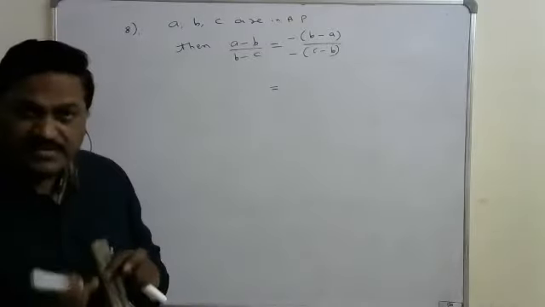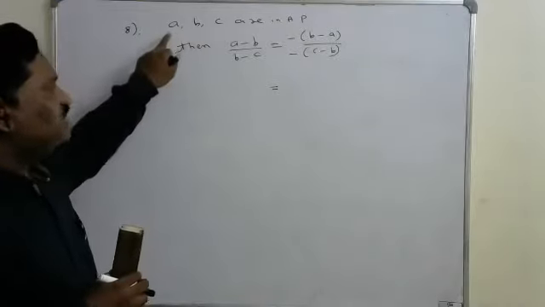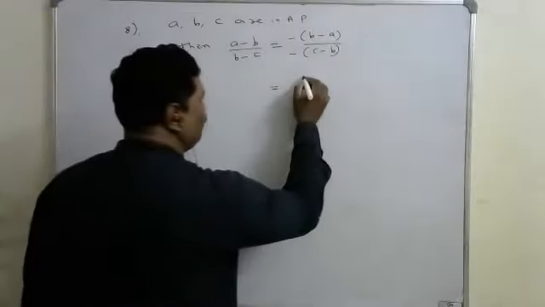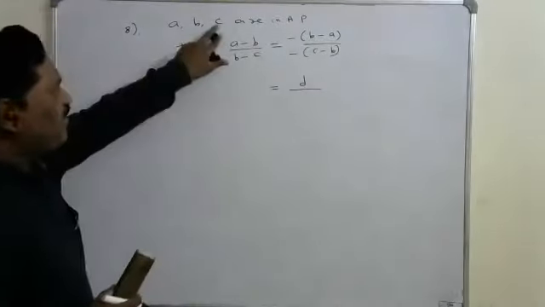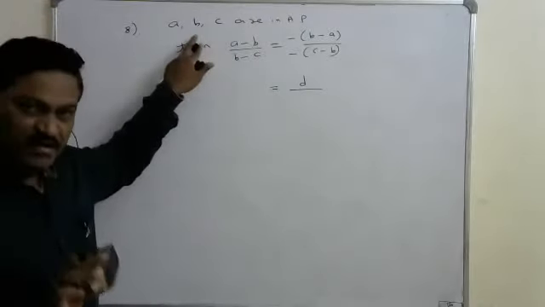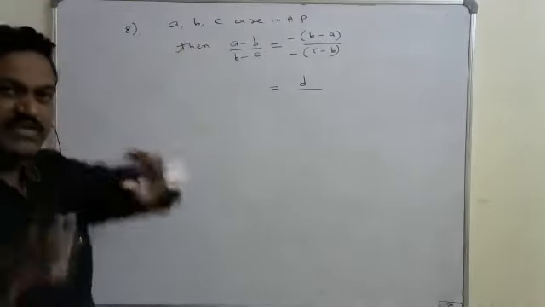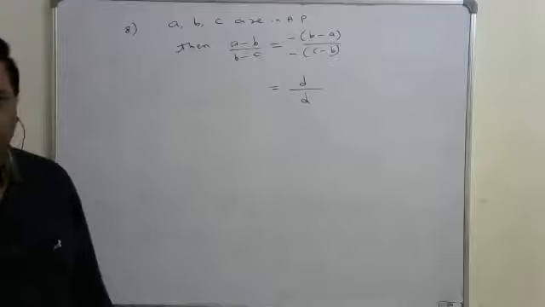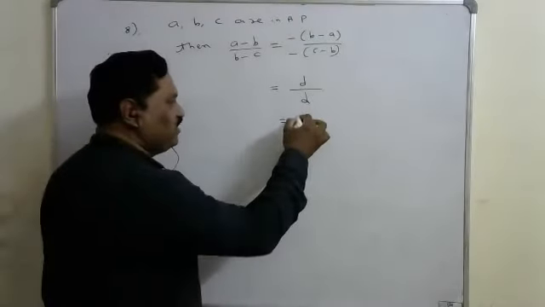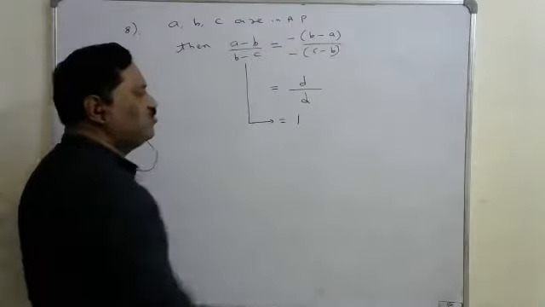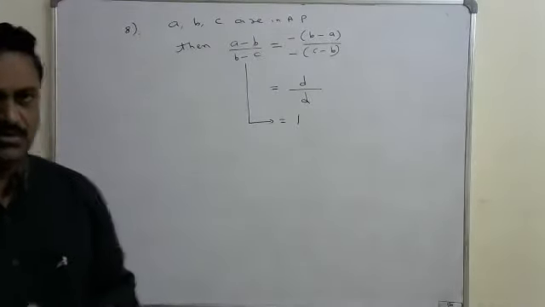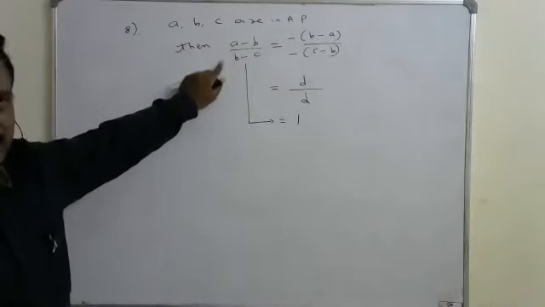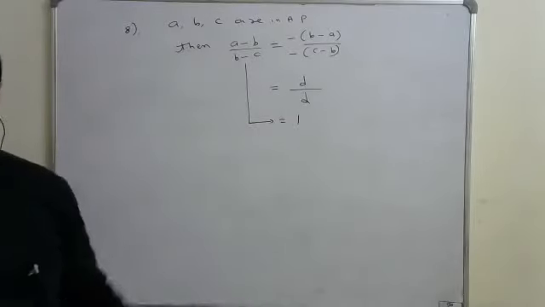Here B minus A, which is second term minus first term, represents the common difference D. Upon C minus B, which is third term minus second term, the difference between consecutive terms, is also the common difference D. So D upon D is how much? 1. So this value is equal to 1. That is the answer. Both the numerator and denominator represent the difference between consecutive terms, so both are equal. That's why it is equal to 1.